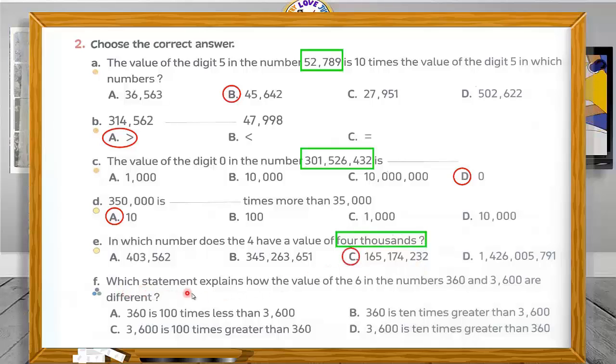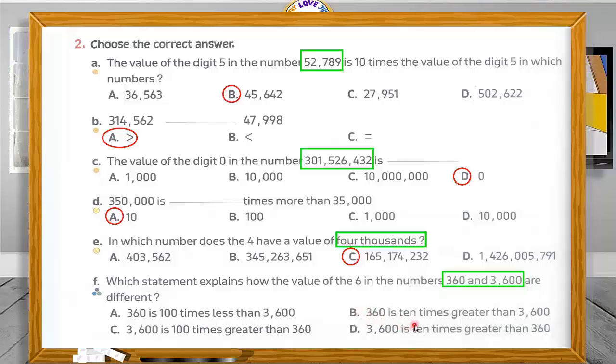Next one. Which statement? We have 4 statements down. Which statement explains the value of digit 6 in the numbers 360 and 3,600. We have 2 numbers here, 6 in tens and here 6 in hundreds. That means 360 is 100 times, not 100 times. Anyone that has 100 times is not right. A and C are not right. Go to B and D.